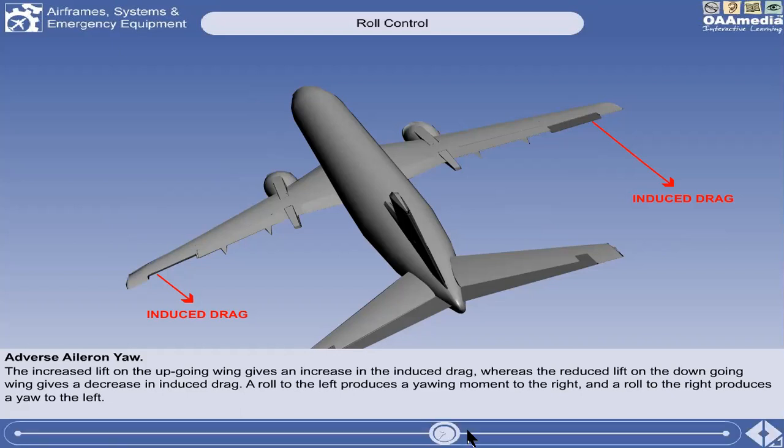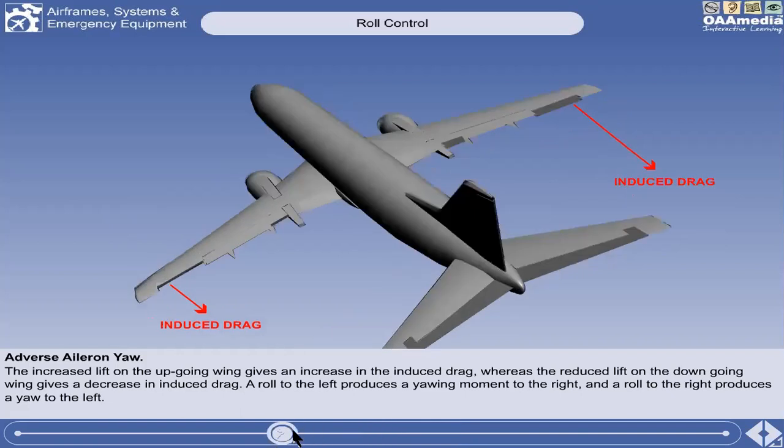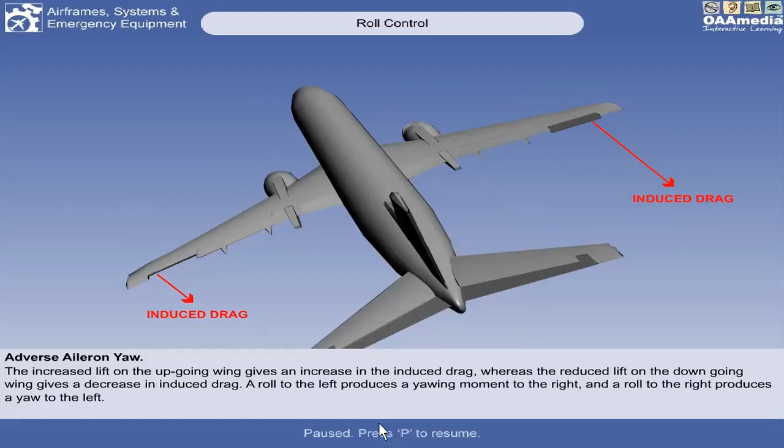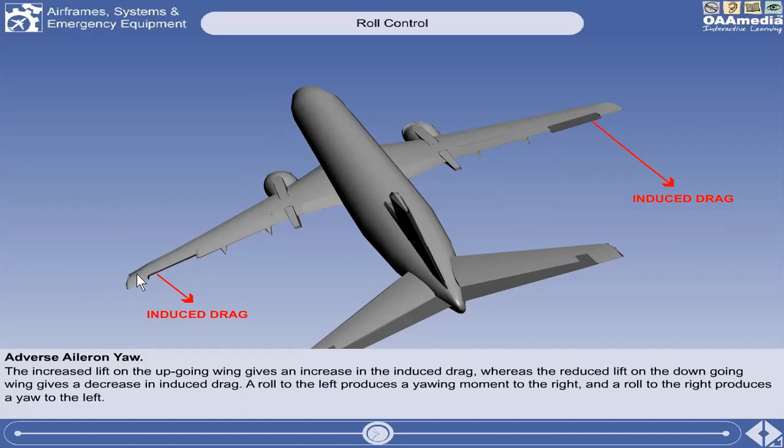And a roll to the right produces... Tignan niyo yung figure. Diba, ayan, magro-roll ka sa kaliwa. But because of adverse yaw, there is a resulting yawing moment to the right. So opposite siya doon sa movement na rolling to the left. Okay? And kapag nag-roll ka naman sa kanan, you're rolling to the right, it produces an opposite na effect that it tends to yaw to the left. So yun yung tinatawag nating adverse yaw. It's opposite to the rolling moment. That is, a roll to the left produces a yawing moment to the right, and a roll to the right produces a yaw to the left.